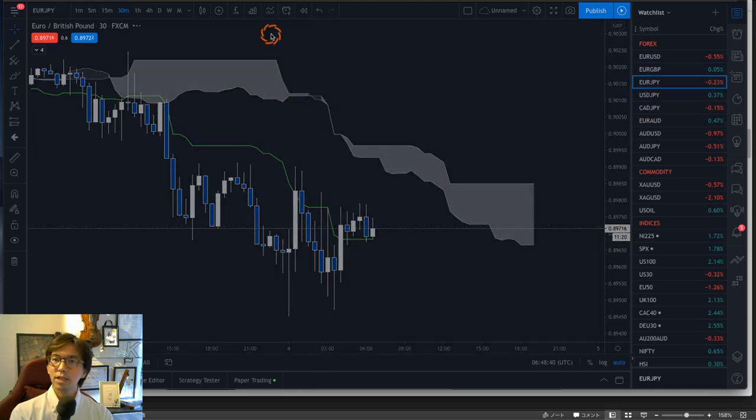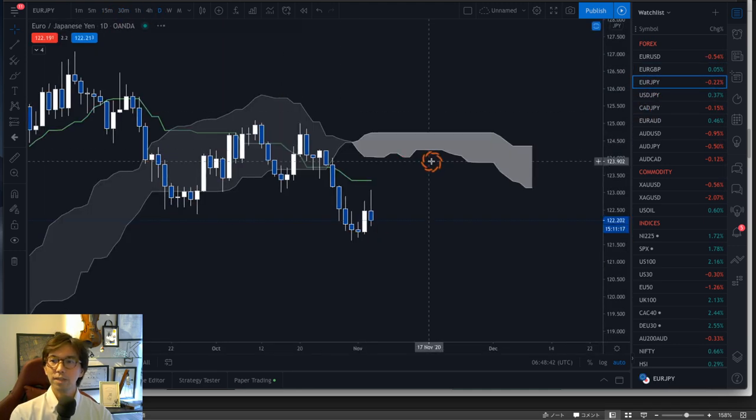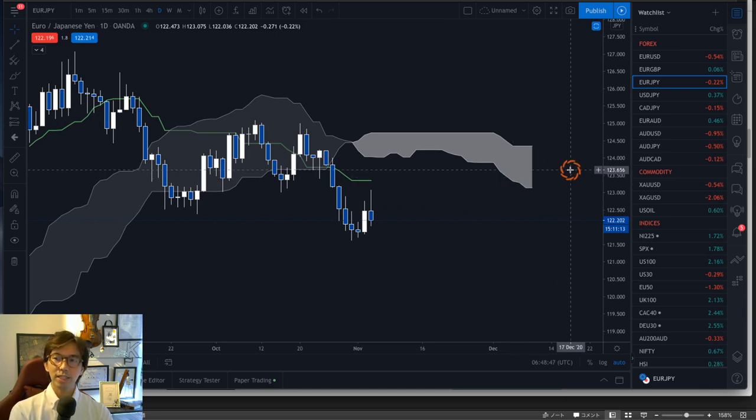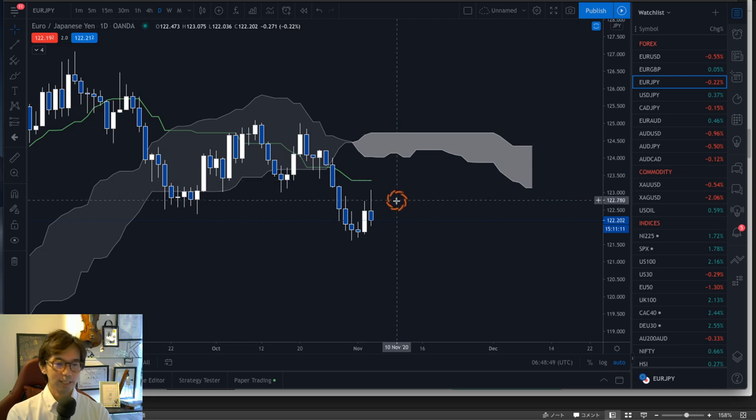So let's look at the EURJPY starting from the daily chart. Alright, EURJPY daily chart looks to be flat. You see Kumo flat, Kijun Sen flat. So the price might come back to Kijun Sen or Kumo. And that's why I don't want to look for sell in this case.